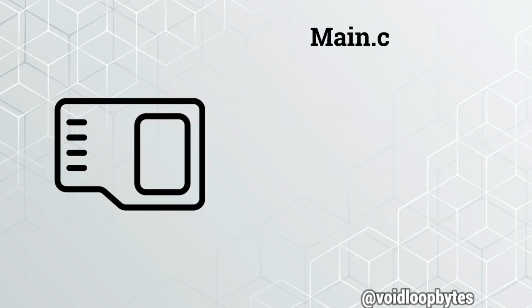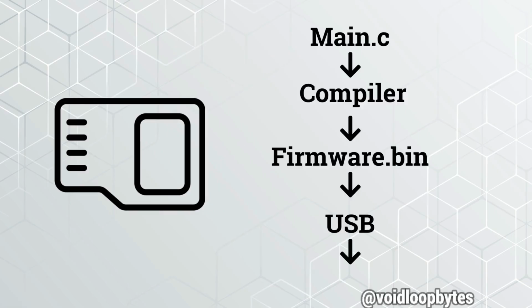When you compile your C program, it is converted into a firmware file. During programming, this firmware is transferred through USB and written into the microcontroller's flash memory. Once the programming is complete, your application is permanently stored there, even if you turn the power off.